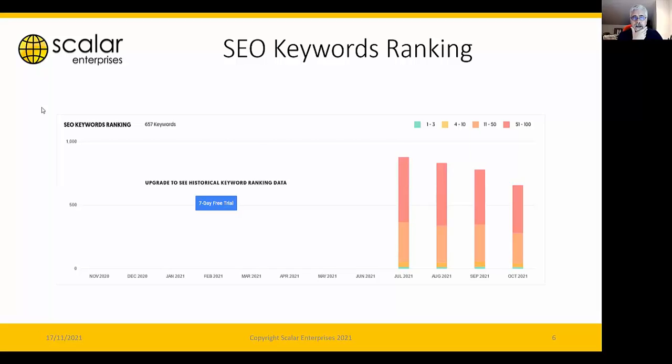As you scroll further down, you come into SEO keyword ranking. This shows you've got 657 keywords. This is the key: page 1, positions 1 to 3, 4 to 10, and so on. You can see we started off in July with about 700 keywords ranking. Only a few are at positions 1 to 3, and then you can see it drops off.